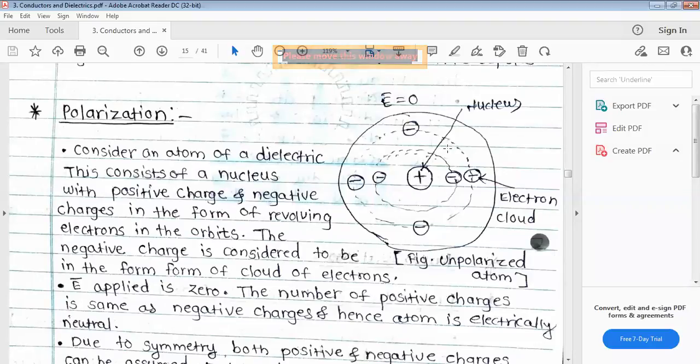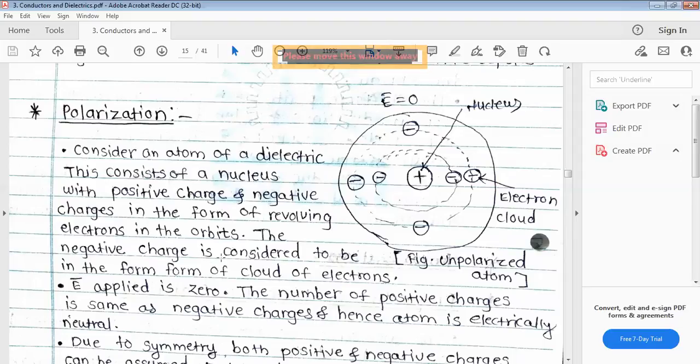So it is shown here. No free charges are available when you are not applying any electric field. Here consider an atom of a dielectric. This consists of a nucleus with positive charge, and negative charges in the form of revolving electrons in the orbits. So negative charges are there.